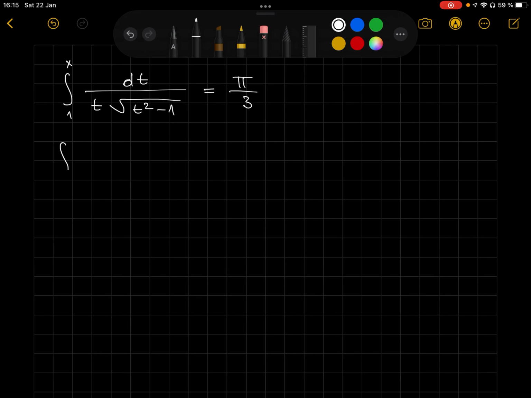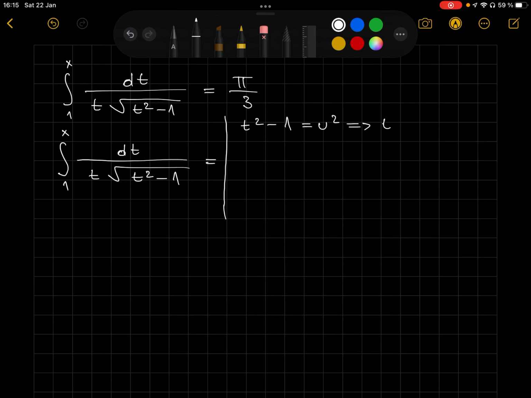Now I'm going to be at first focusing on how to solve this integral. It may look kind of scary, but it's not so much. So the integral from 1 to x of dt over t times the square root of t squared minus 1 can be solved by using the following substitution. t squared minus 1 is equal to u squared, from which follows that t is equal to the square root of u squared plus 1.